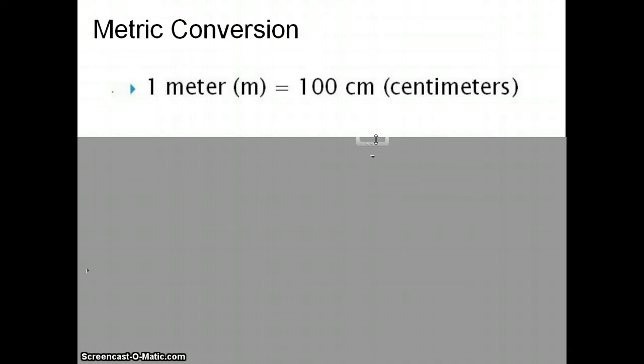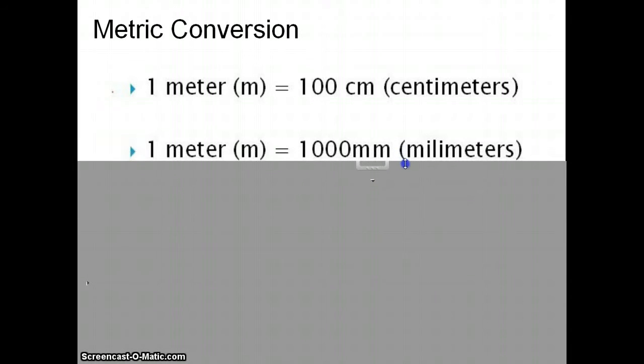So if there's 10 millimeters in 1 centimeter, how many millimeters are in a meter? That could be a tongue twister. Try and say that 10 times fast. Never mind, don't do that. Okay, well, 1,000 millimeters is going to equal 1 meter.